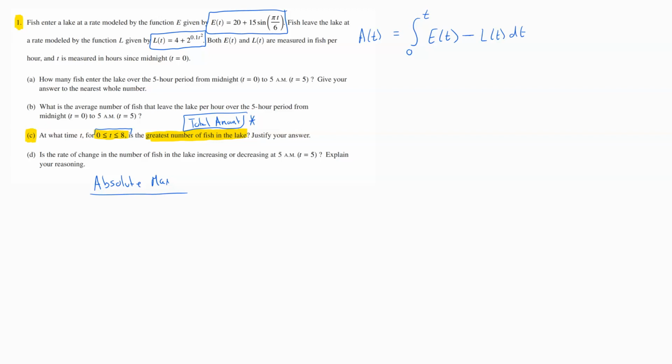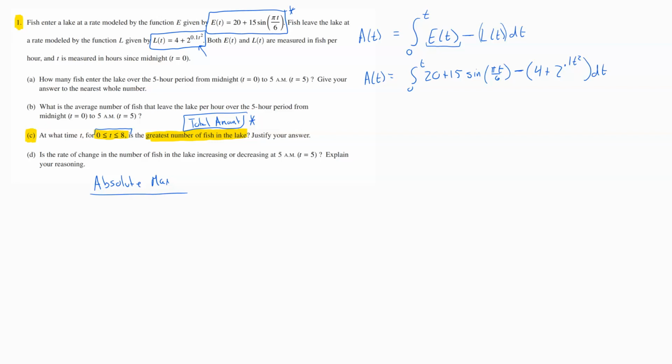So from there, let's go ahead and put in the equations now that we have a general form for our integral. So this would be the integral from 0 to t. We have E of t here, so that would be our entering equation. That's going to be 20 plus 15 sine of pi t over 6, and we want to subtract off of that. And when you subtract something, remember you're subtracting that full equation, so you want to make sure you put that in parentheses. So then we're going to use our leaving equation, 4 plus 2 raised to the 0.1 t squared, and then dt.